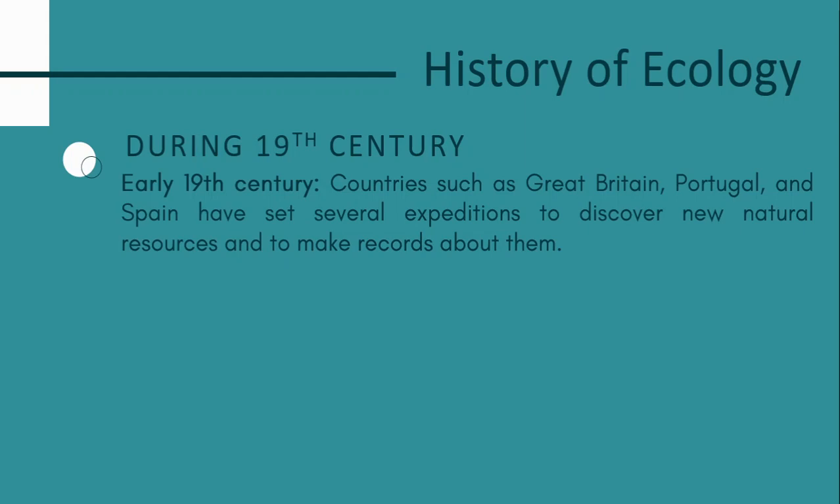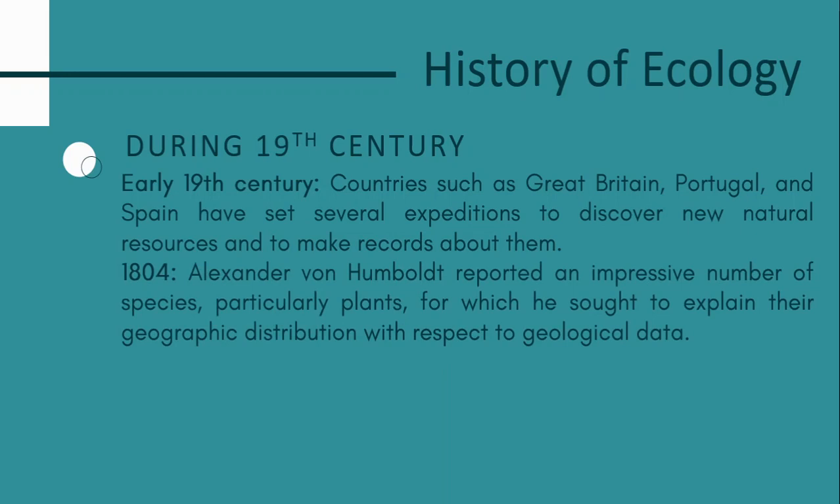There are several scientists who were involved in the 19th century. First, we have Alexander Humboldt, Charles Darwin, and Ernst Haeckel, who coined the term ecology. We also have Edward Suess and Eugene Warming. So there are a lot of scientists who were involved during this century. Here we have Alexander Humboldt, who reported an impressive number of species, particularly plants, which he sought to explain in their geographic distribution with respect to their geological data.